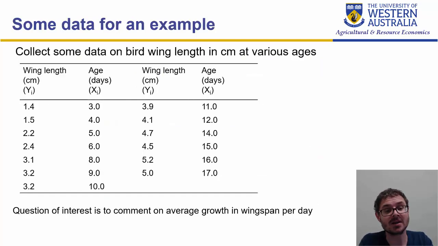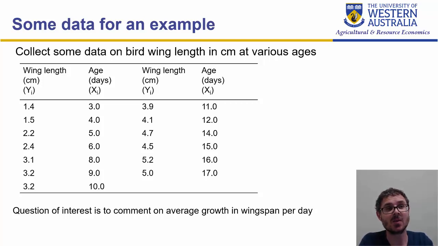So I would go and get some data. So we go and we measure wingspan, and we have birds of different ages. And you can see that we have most days here, but we don't have a measurement on day 7. Maybe that was Sunday, for example, and so we didn't take a measurement on Sunday, and so on. So we've got different birds, different ages. We've got measurements on the wingspan.